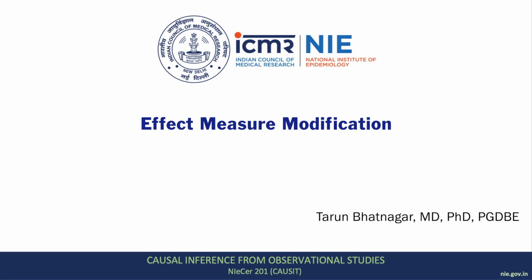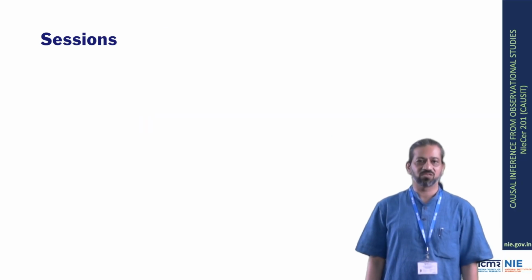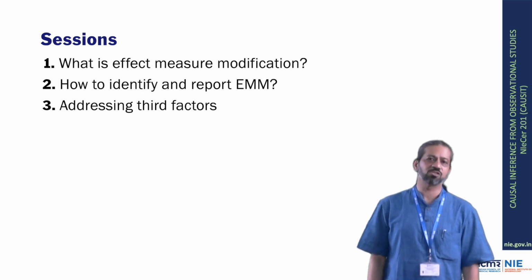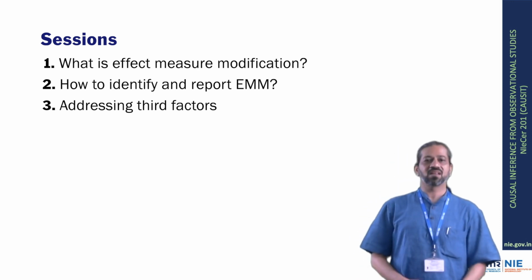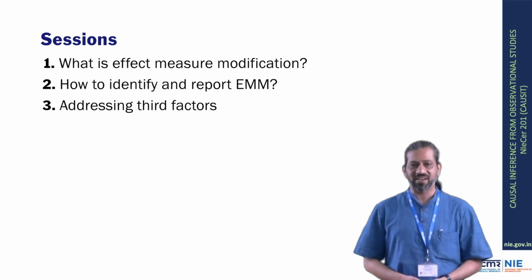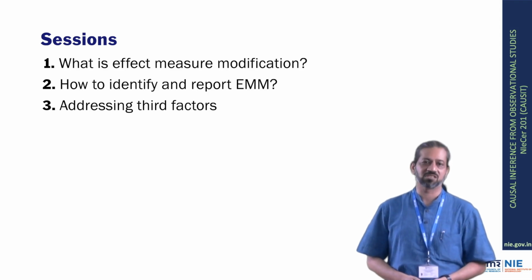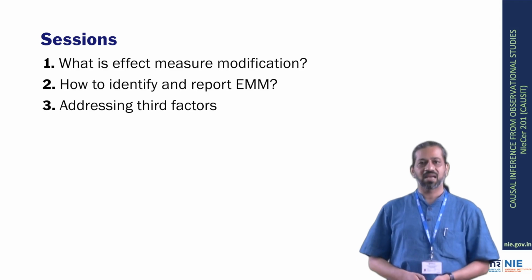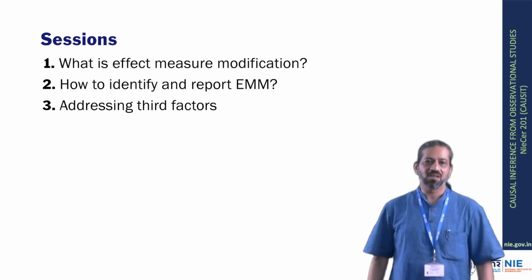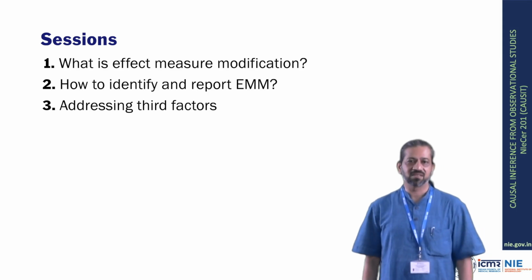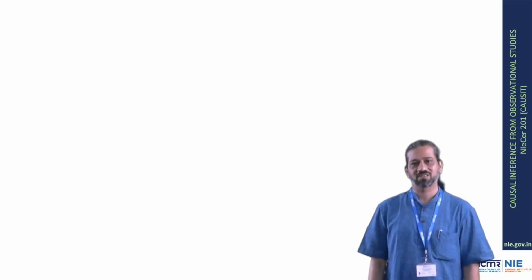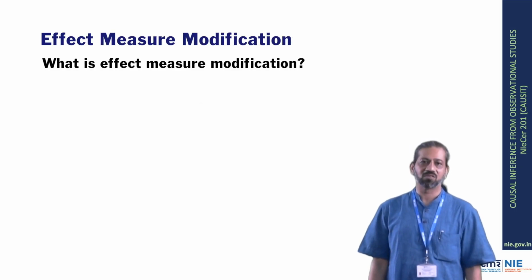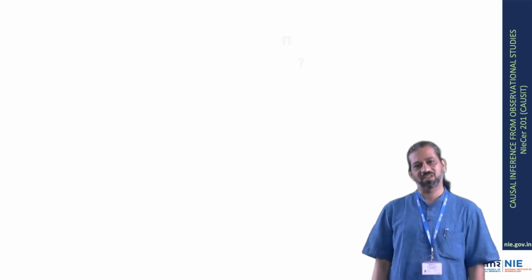This session, we'll talk about effect measure modification. The session is divided into three parts. In the first part, I'll talk to you about what effect measure modification is. In the second session, I'll tell you how to identify effect measure modification in an epidemiological study and how to report it. And finally, in the third session, I'll summarize how to address third factors, that is confounding and effect measure modification. Let us start with the first session on what is effect measure modification.